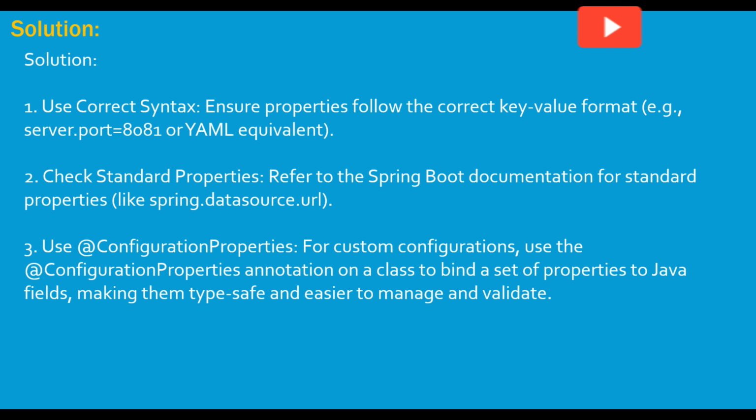Then, as the third thing, you can check for @ConfigurationProperties. These are used when you have defined your own custom configuration, and you annotate the class with that annotation so that those properties are bound to the Java fields in that class. This makes it very type safe, easy to manage and validate, and we can also make use of relaxed binding.